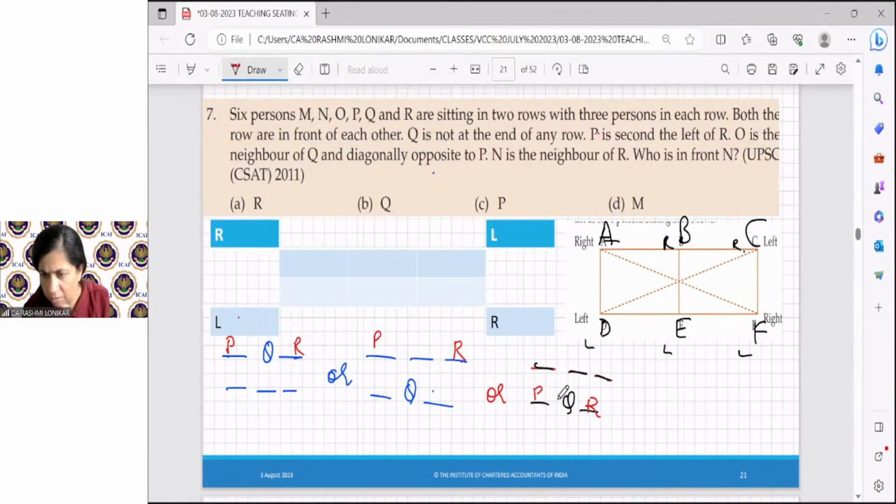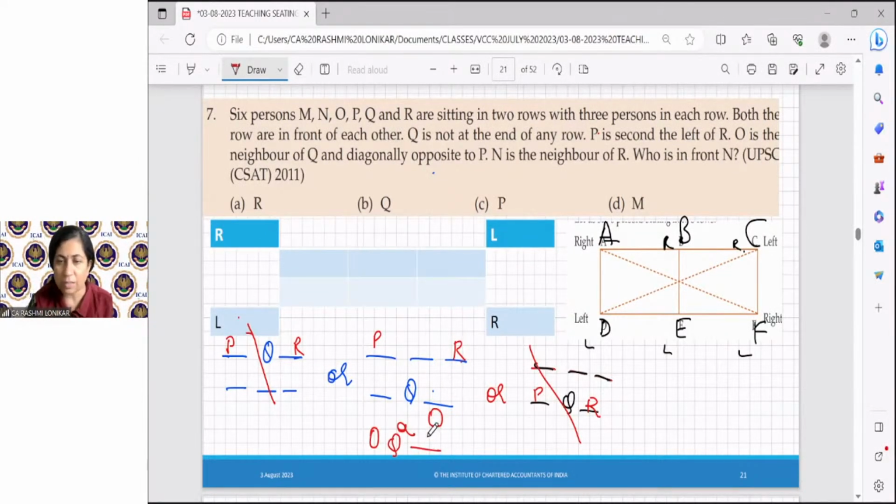But O is the neighbor of Q. Means what? This goes away. O is the neighbor of Q, so you cannot have this. This also goes away, because here we have already put P and R, which is not the case. O is the neighbor of Q. So I can have O here, or I can have O Q dash. Either way.